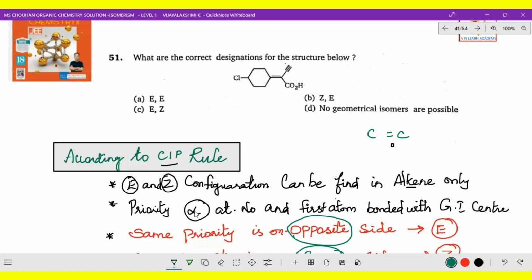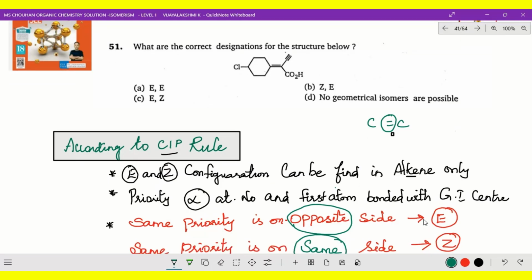Alkene only. And priority, how to identify that priority? Priority is directly proportional to atomic number. So the higher the atomic number, the higher the priority. If the atomic number is lower, the priority will be lower. So priority is directly proportional to atomic number, and we take the first atom bonded to the GI center. This is a GI center, the geometrical isomer center.